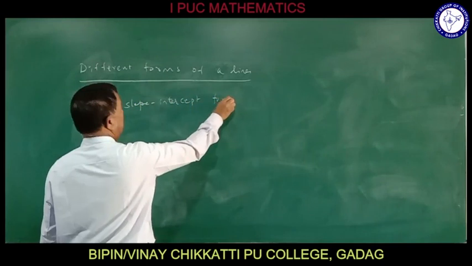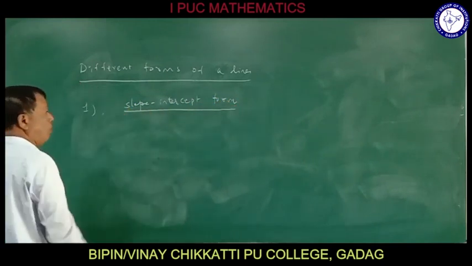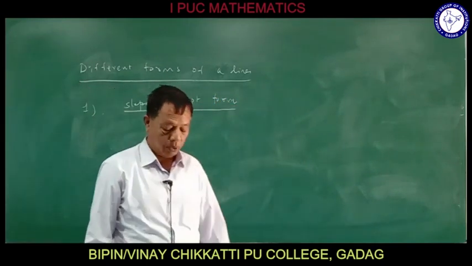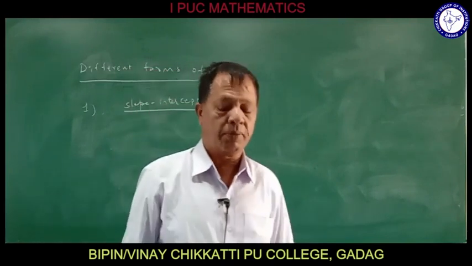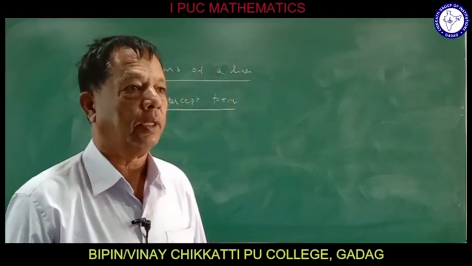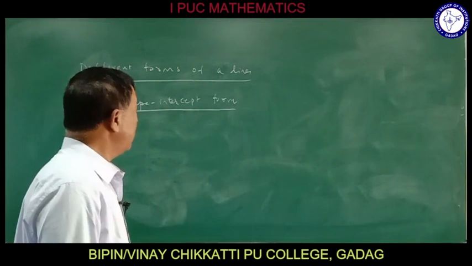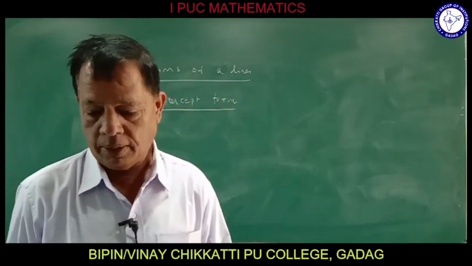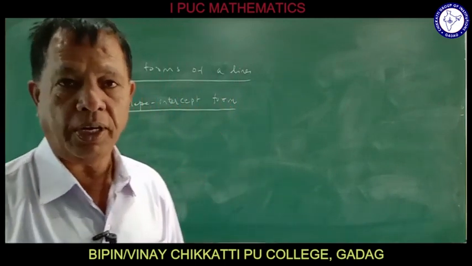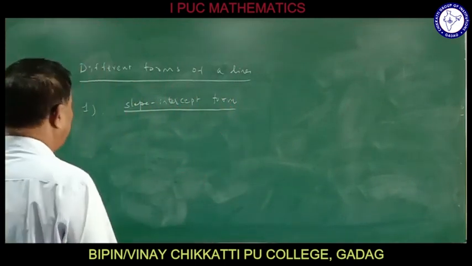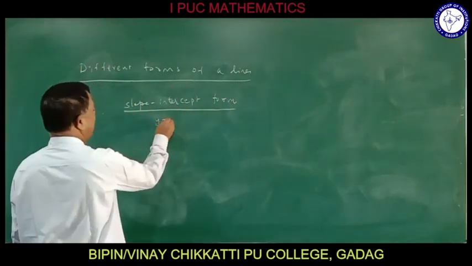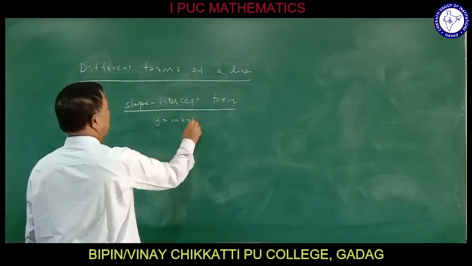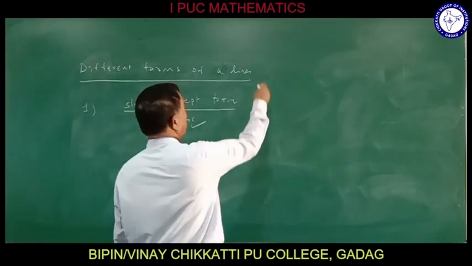First one: what am I discussing? Slope intercept form. What am I going to derive here? Derive the equation of the line in slope intercept form, that too y is equal to mx plus c. So this is the case. Now I have to explain how you get it.